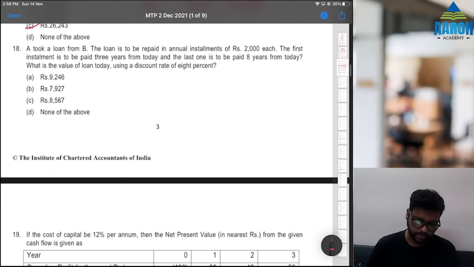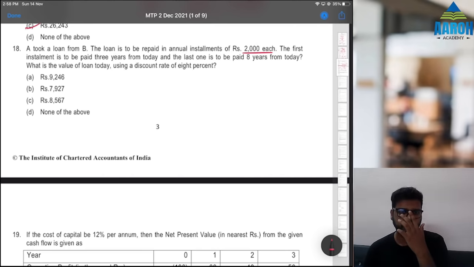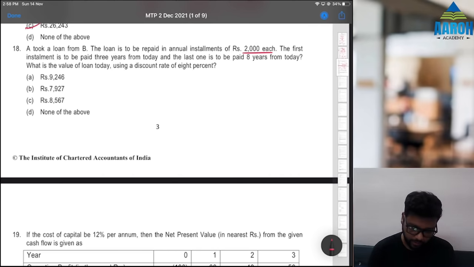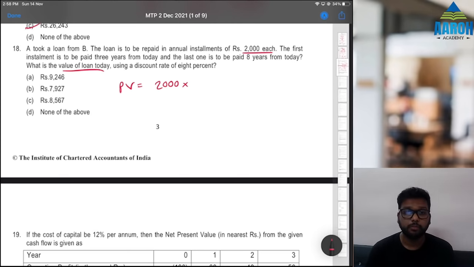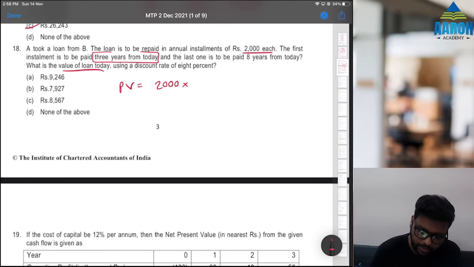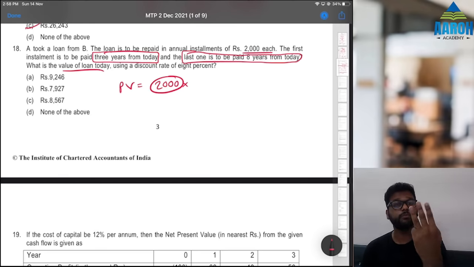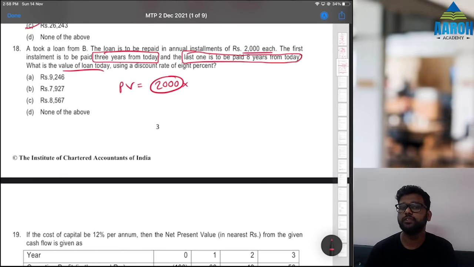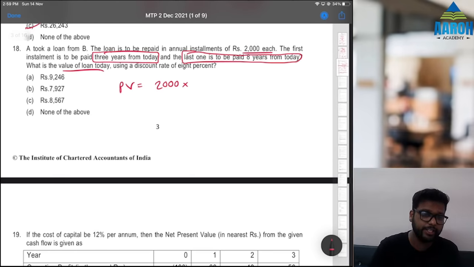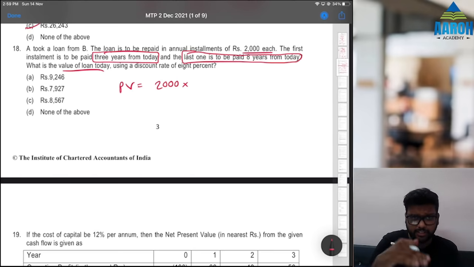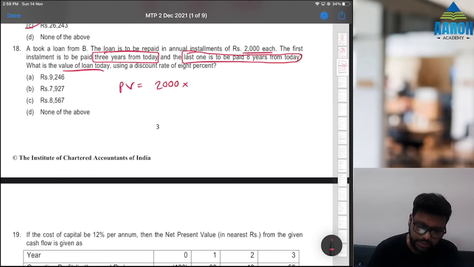Next, 18. 18 is a good question. A took a loan from B. The loan is to be repaid in annual installments of 2,000 each. Again, they want the value of the loan today. That means it is a present value question only. 2,000 into something. But there is something tricky. Understand? The first installment is to be paid 3 years from today, and the last one is to be paid 8 years from today. That means the loan installments will not start from the first year. They will start from the third year and go till the 8th year. How do we solve this? I have explained this earlier in a few of the questions in other videos, but understand once again. How do we find present value now?